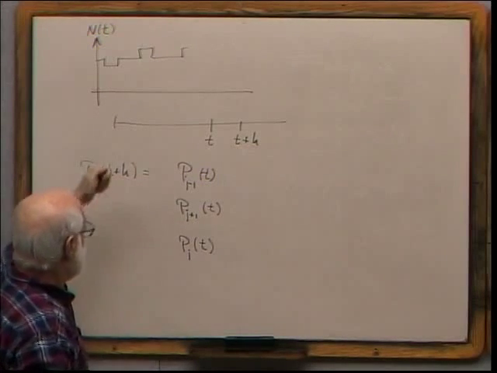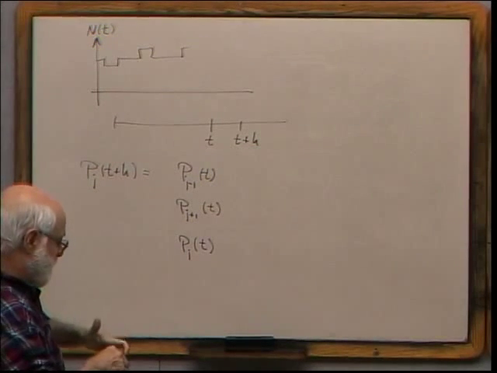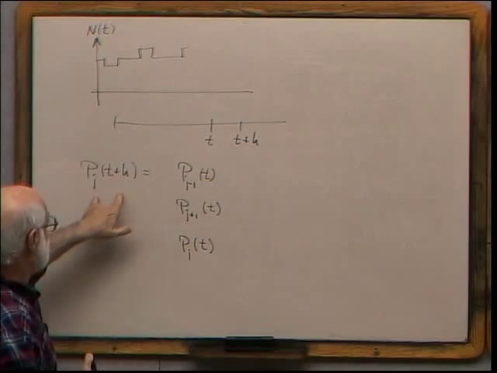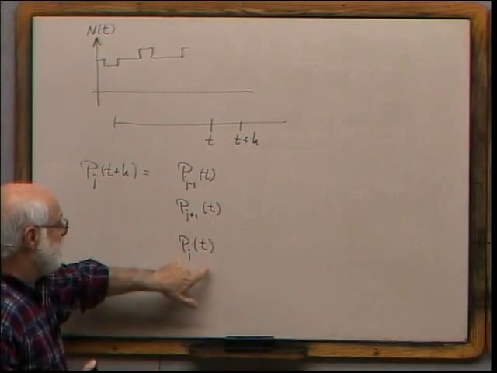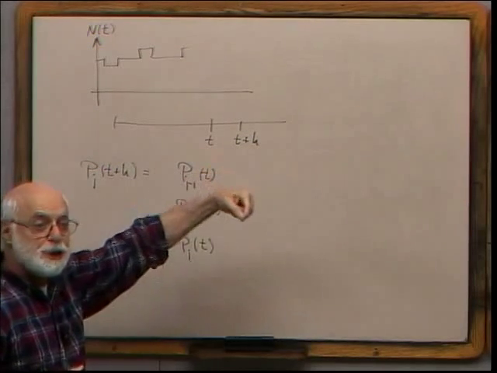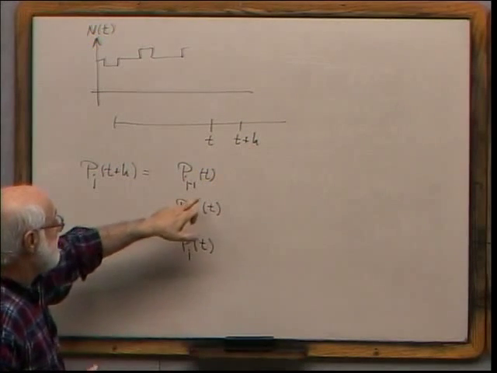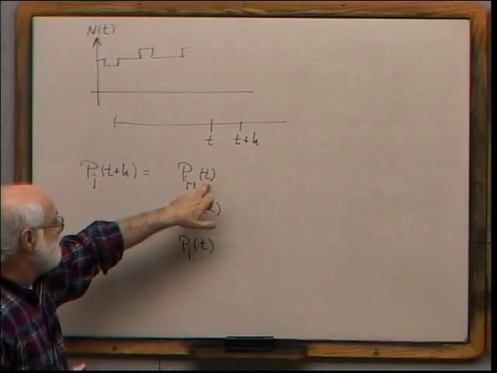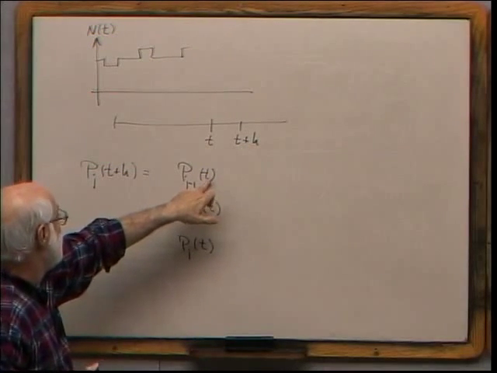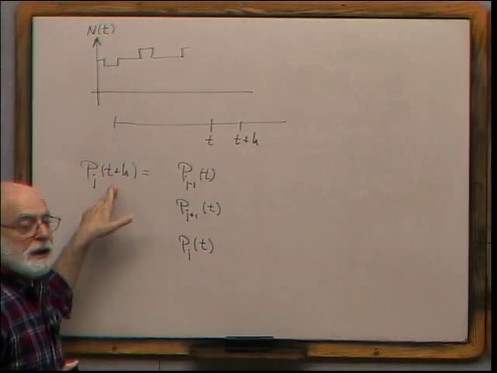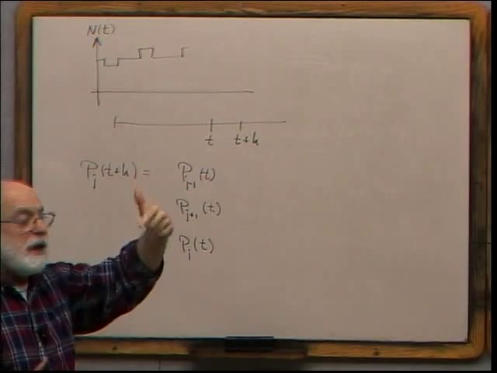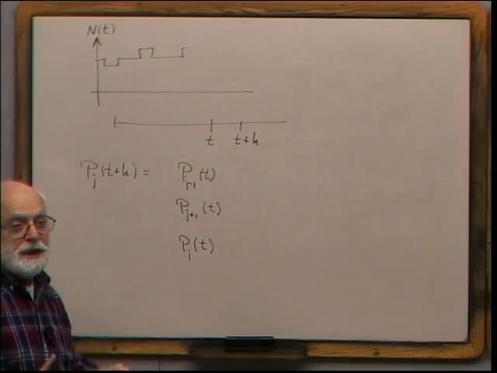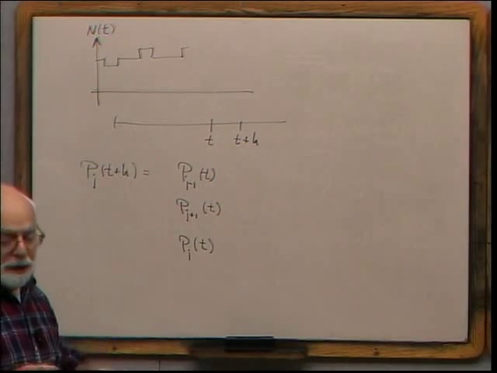Okay, now the theorem of total probability says that if I want to calculate this probability, I write these probabilities, and then I multiply each by the conditional probability that if I'm in state j minus 1 at time t, then I will be in state j at time t plus h. So I want to multiply this by the probability that I have a step up of size 1 in the interval of length h. And now here is where I make my important assumptions.